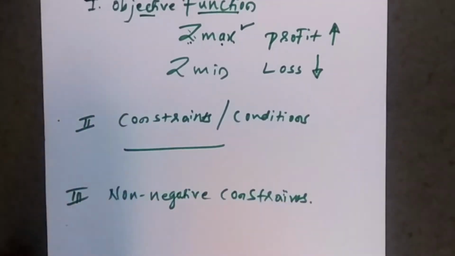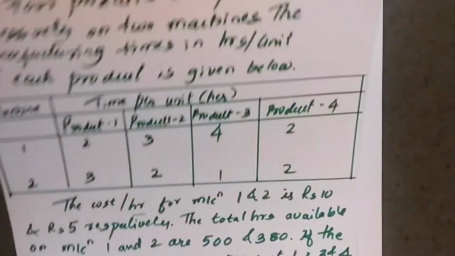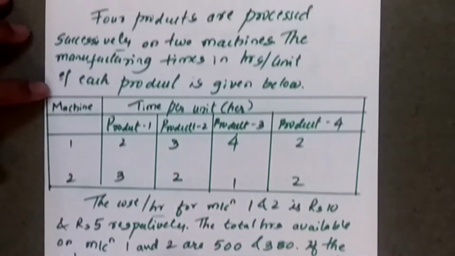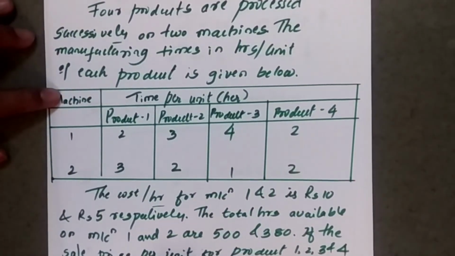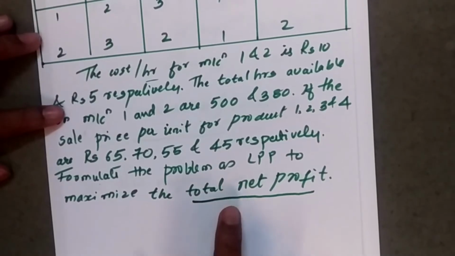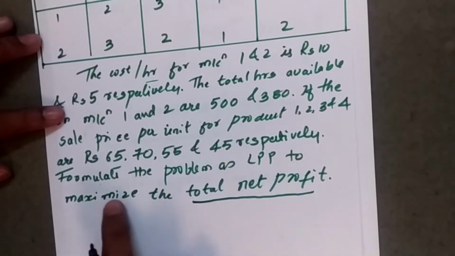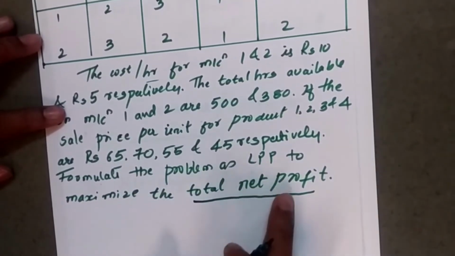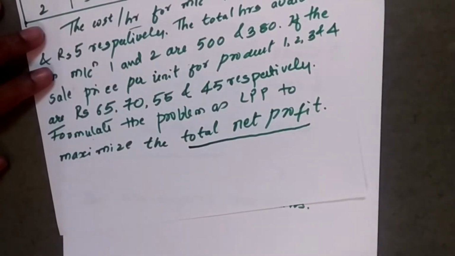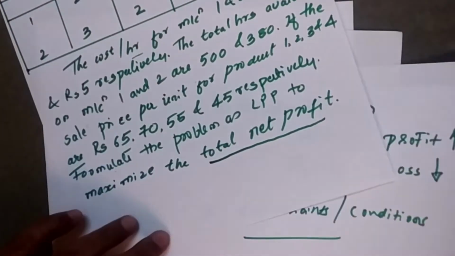So let us solve the problem first. After reading this problem, we come to know the problem is for maximizing. Where do I get this? Here, in the last sentence they have given it: they want to maximize the total net profit. So in that case, my objective function will be Z max.